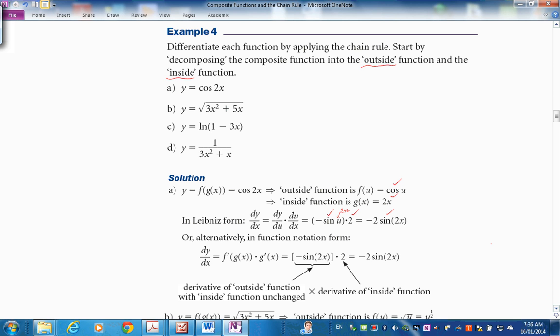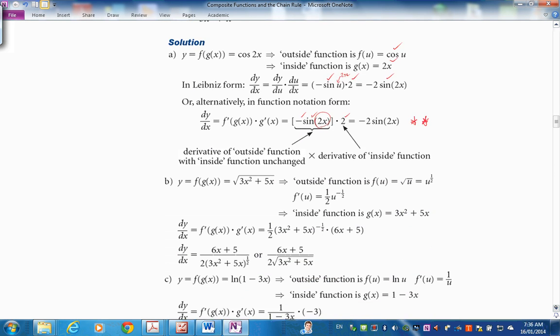Okay. And they've got the other notation there. I think this is easier to apply rather than putting in u's, as I've just said. So the derivative of cos is minus sine. Leave this untouched. And then multiply by the derivative of that. So I think that second way is best. Let's look at the next one, the root of 3x squared plus 5x.